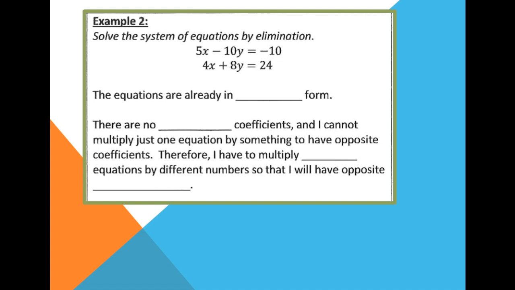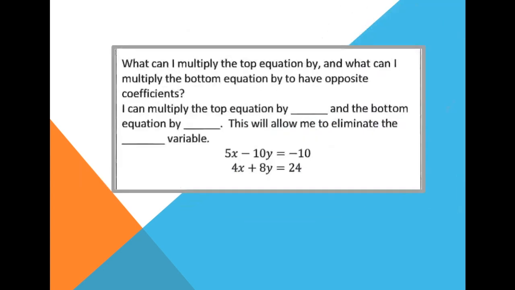Looking at our original problem, the equations are already in standard form, but there are no opposite coefficients, and we cannot multiply just one equation by something. We would have to multiply both equations by different numbers so that we would have opposite coefficients. So let's take a look at what we need to do. We would have to multiply the top equation by 4 and the bottom equation by -5. This would allow us to eliminate the x variable. So let's go ahead and plug that in.